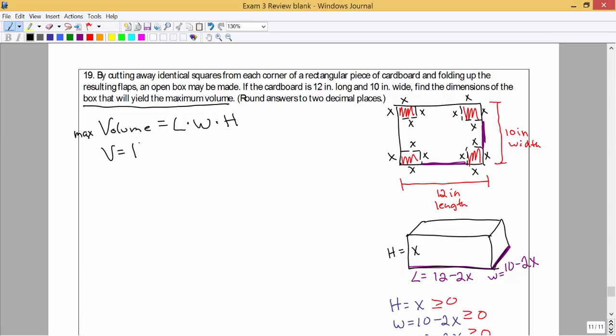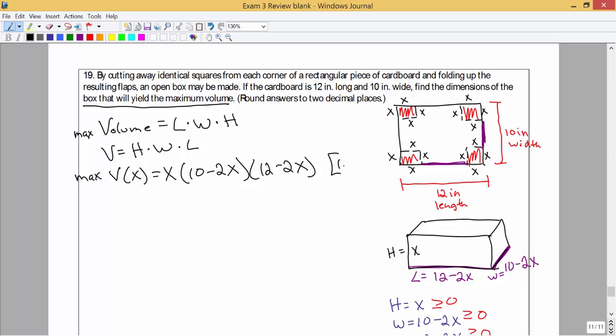And I'm going to write this as the height just because it's more convenient, times width times length. It doesn't matter the order. So we're going to maximize. Let's call this V of x. We'll write in function form. And the height of the box is x. The width of the box is 10 minus 2x. And the length of the box is 12 minus 2x. And remember that we have our upper and lower bounds for what x can be to keep those values positive.